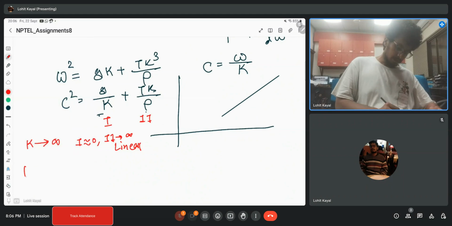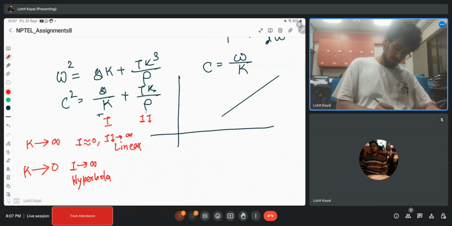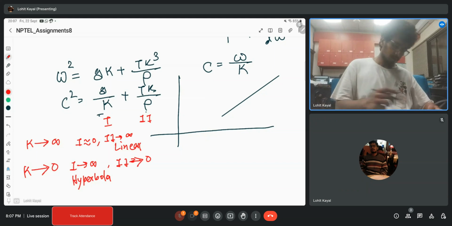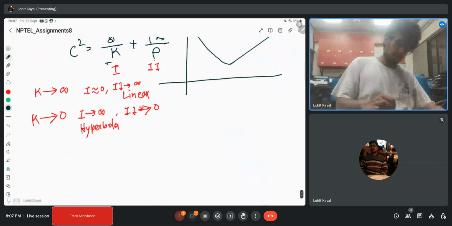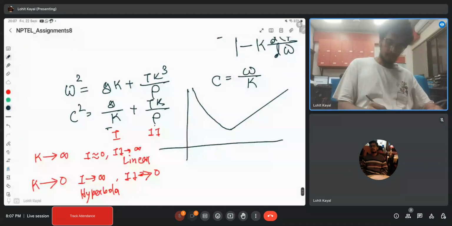Now, when k is small, then 1 tends to infinity. And what will be the nature of the curve? The nature of the curve will be a hyperbola, because a curve of the kind xy equal to some constant will appear. And when k is small, 2 tends to 0. So the curve will look something like this, a peculiar looking curve. It is c square versus k.